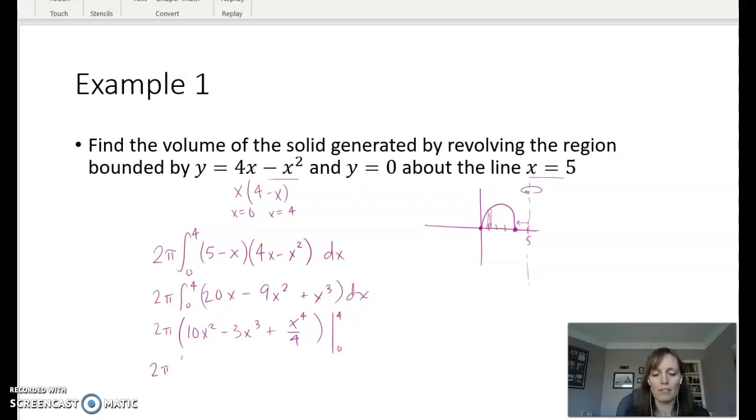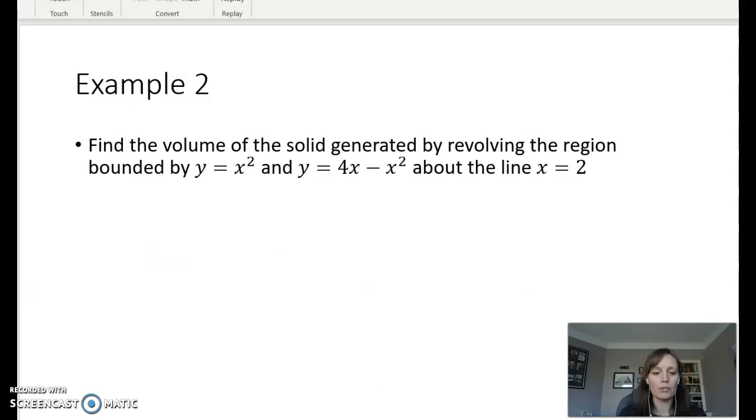So when I plug in 4, I get 160 minus 64 times 3, which is 192, plus 64. When I evaluate this at 0, all of those things are just going to come out to 0. So when I add these all up, I get 2 pi times 32, which is 64 pi. So the volume of this solid by rotating around that line is going to be 64 pi.